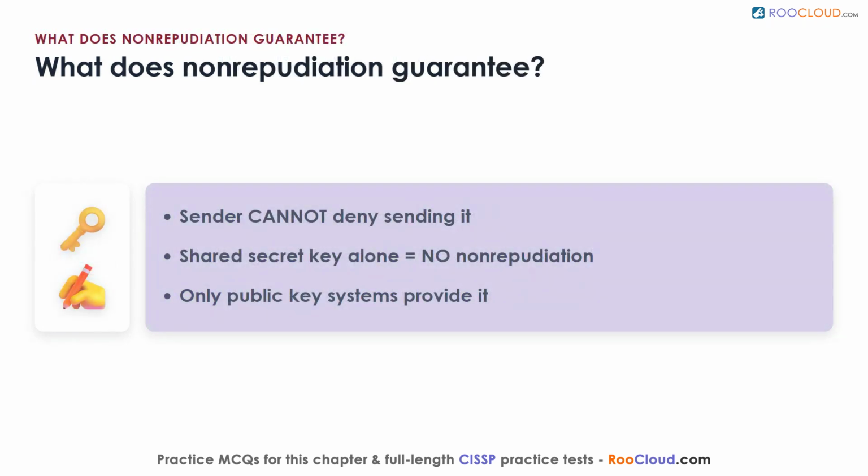What does non-repudiation guarantee? It guarantees that a sender cannot later deny sending a message. It assures the recipient the message truly came from that person, not an imposter. Here is the catch worth memorizing. A shared secret key alone cannot provide this. If 2 people hold the same key, either one could have produced the message, so neither can be pinned down. Non-repudiation comes only from public key systems, where each person holds a private key that is theirs alone. Think of a handwritten signature that only one hand can forge.